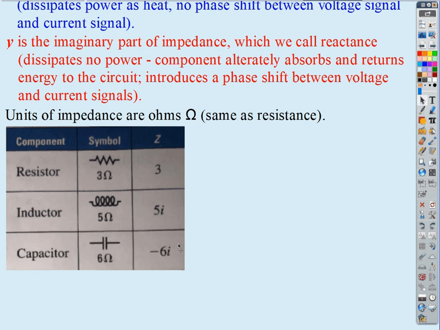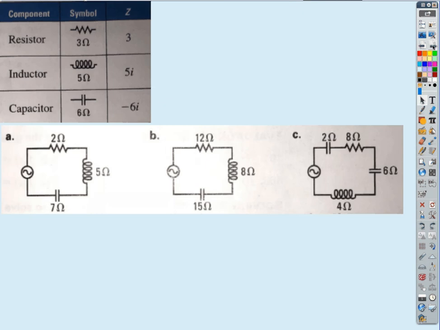Okay? And so if we wanted to, for example, let's just take some very simple circuits. We call these series circuits. And this is something you guys probably, I know you've talked about. What's the difference between a series and a parallel circuit?